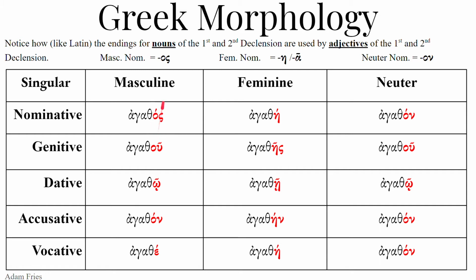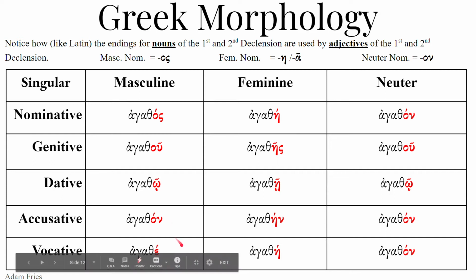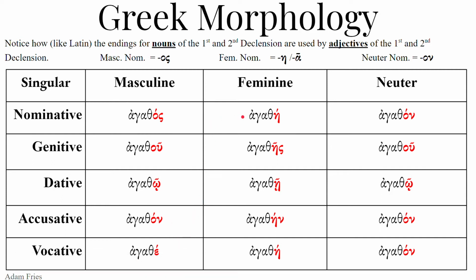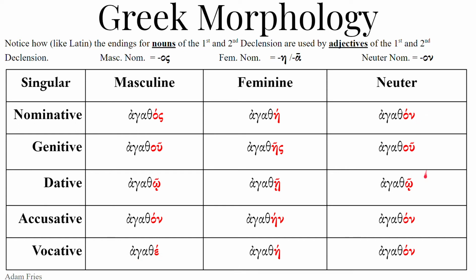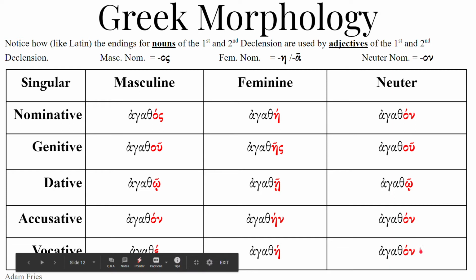So remember, second declension masculine, first declension feminine, second declension neuter. Let's run through the declension of agathos, e, on. So the masculine, nominative, agathos, agathou, agathoi, agathon, agathe. For the feminine, agathe, agathes, agathei, agathen, agathe. For the neuter, agathon, agathou, agathoi, agathon, agathon.